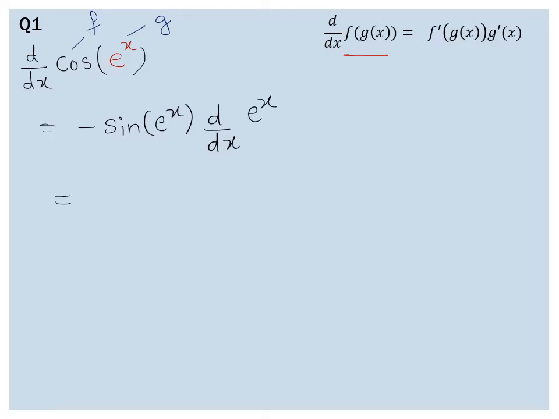So what we get is minus sine of e to the power x, this e to the power x is in the angle, into derivative of e to the power x, which is e to the power x. So simplifying we get it as minus e to the power x into sine of e to the power x.